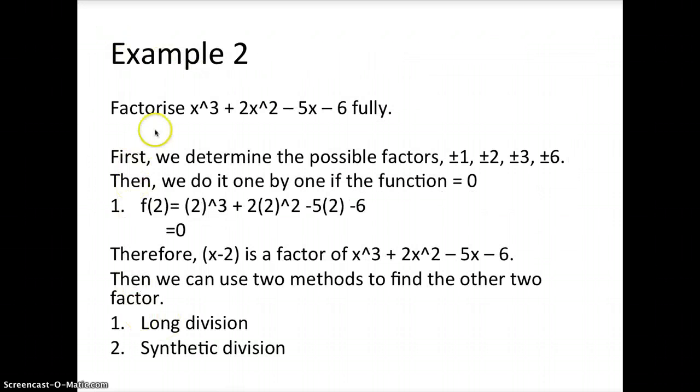Example 2. Factorize x cubed plus 2x squared minus 5x minus 6 fully. First we determine the possible factors, and then we test them one by one. If the function is equal to 0, then it is a factor of the polynomial. I try 2 and get 0, so it means x minus 2 is a factor of this polynomial. Then we can use two methods to find the other two factors: long division and synthetic division.